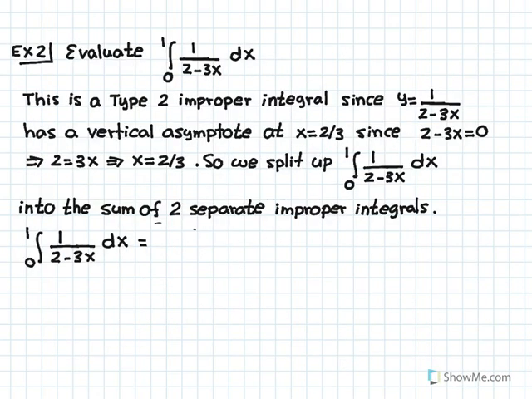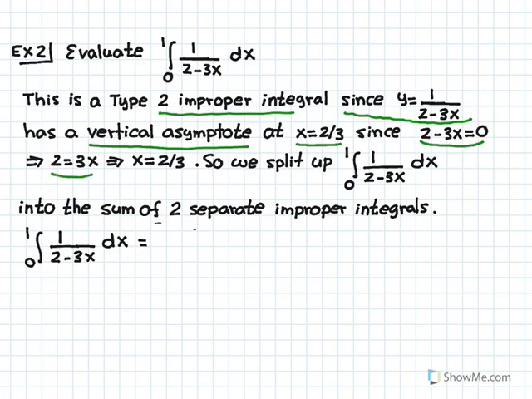All right, let's look at another example. Here we have the integral from 0 to 1 of 1 over 2 minus 3x dx. Why is this an improper integral? This is a type 2 improper integral because y is equal to 1 over 2 minus 3x, which has a vertical asymptote at x equals 2/3. If you make the denominator 0, 2 minus 3x equals 0, and solve for x, 2 is equal to 3x, divide by 3 on both sides, and you get x equals 2/3.